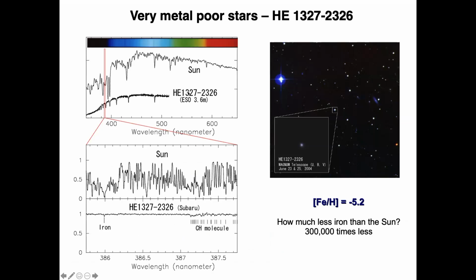You see here, there is this star. This is the spectrum of the star compared to the spectrum of the sun. The spectrum is almost featureless. This is an iron line. This should be a deep iron line as it is in the sun. And in this star, you see how little absorption there is. By the way, this is in the blue, where in the sun you have the significant depression. This star, in fact, has a metallicity of minus 5.2. This is about 300,000 times less iron than in the sun.